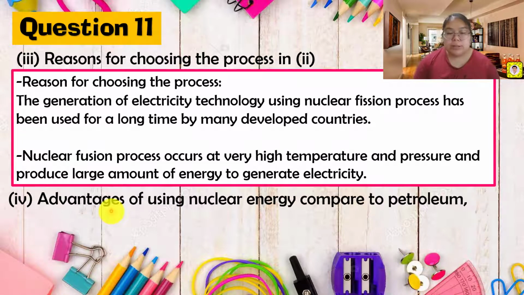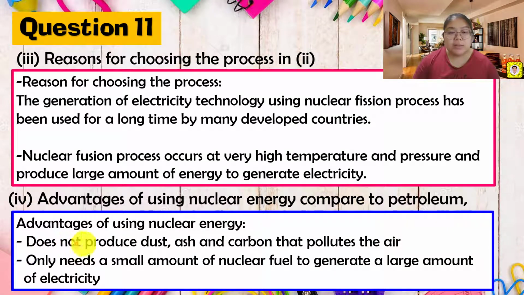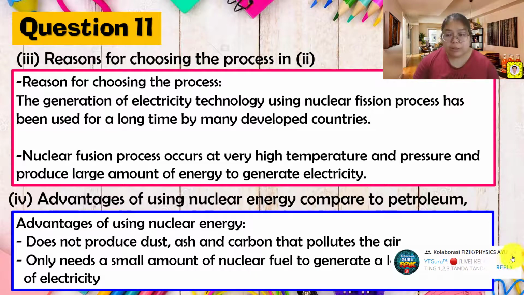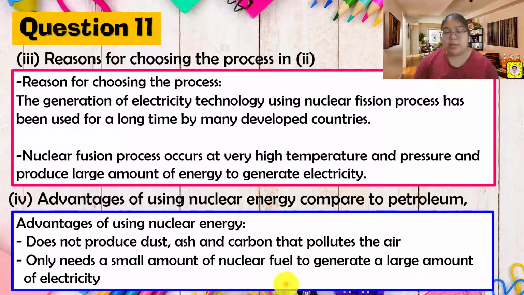Okay, advantages compared to petroleum. First, it does not produce dust, ash, and also carbon that can cause air pollution. Number 2, we only need a small amount of nuclear fuel, much less compared to fossil fuel. After that, we can generate a large amount of electricity. That is a good advantage of why we need to choose nuclear fission.